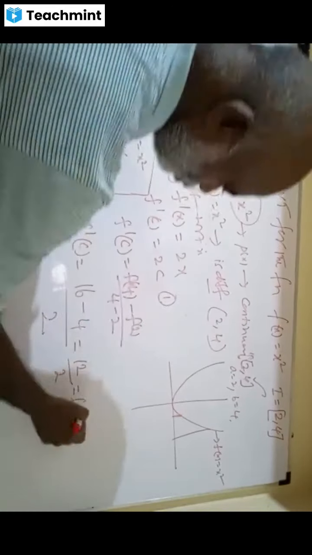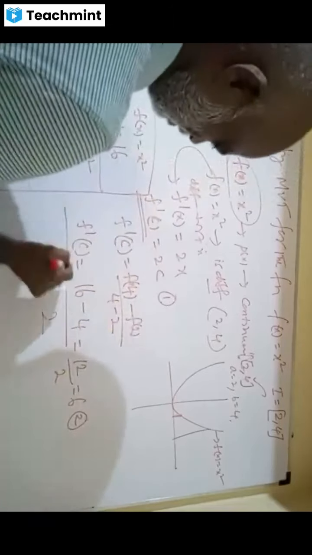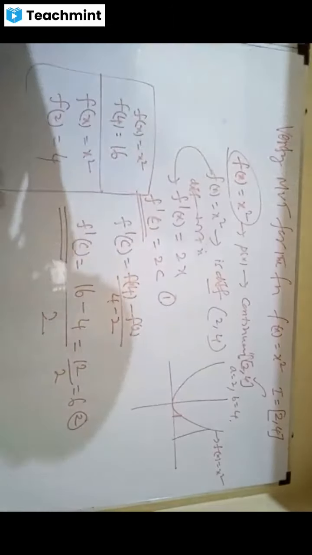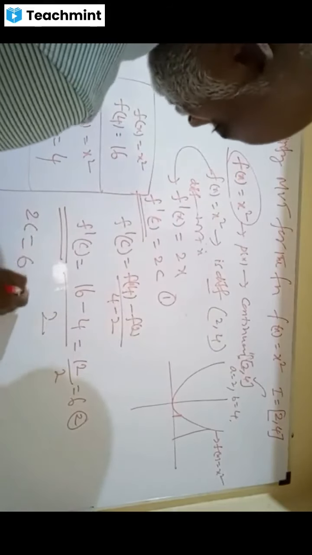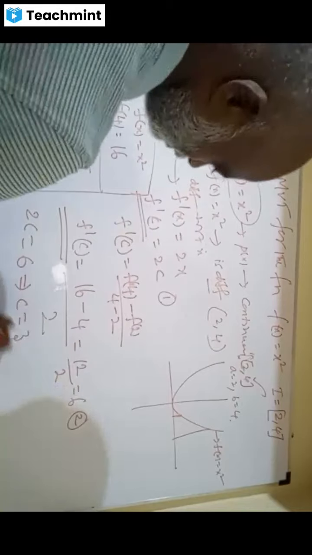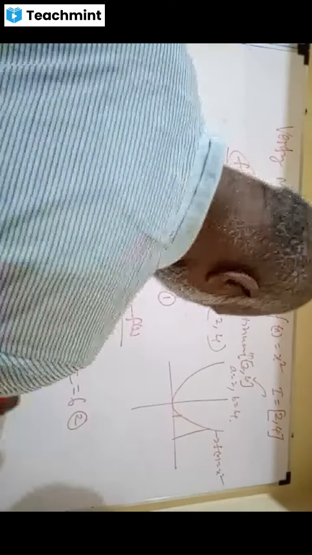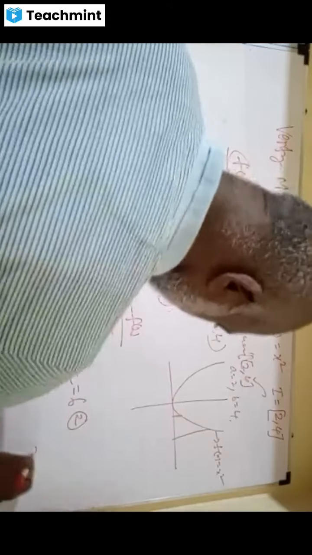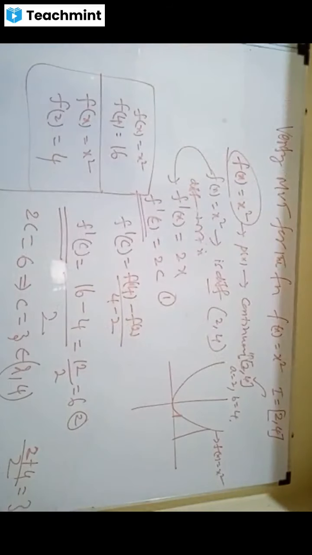Put 1 equal to 2, because it is the same thing, f dash c. 2c equal to 6, so c equal to 3, which belongs to 2 comma 4. That is 2 plus 4 by 2. That's all.